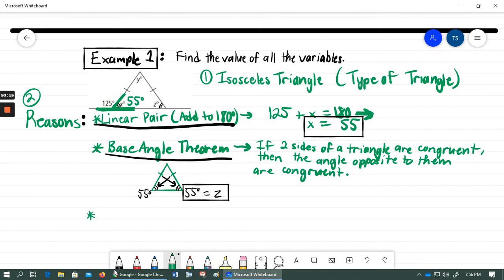All right, so there are two different things that we could do to find Y. You could either use the exterior angle theorem, or you can use the triangle angle sum theorem. It's up to you. I'm going to use the triangle angle sum theorem. I know what that says, not that I don't know what the exterior angle theorem says. So my next reason that I'm using to find my next part is the triangle angle sum theorem.